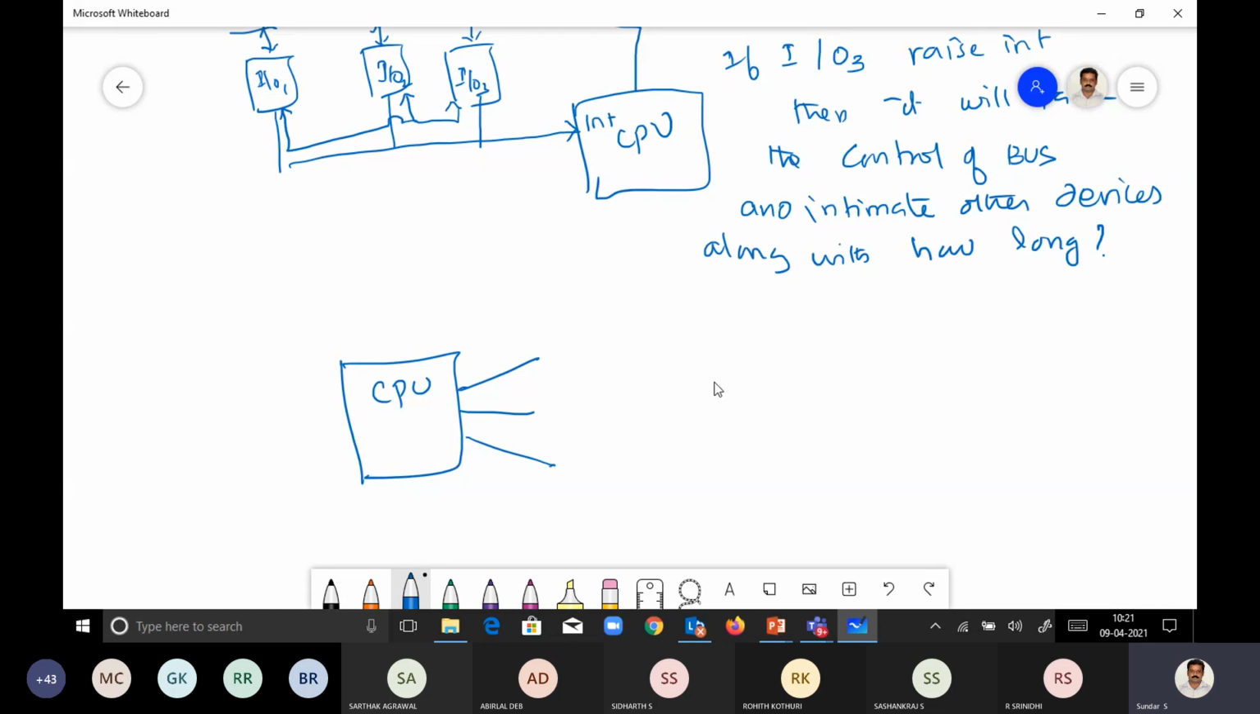So the solution is we can have only one pin as the interrupt pin, but multiple devices can be connected. In that case, we have two options. Option number one, either we can use daisy chain or we can use the bus master approach.